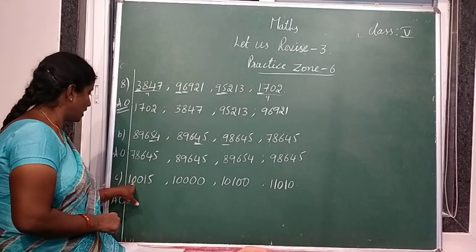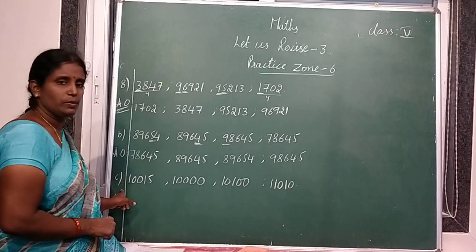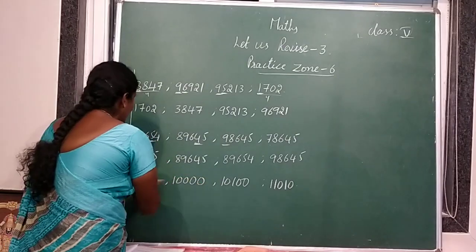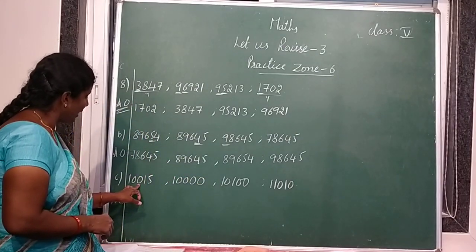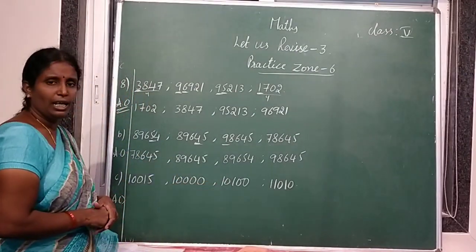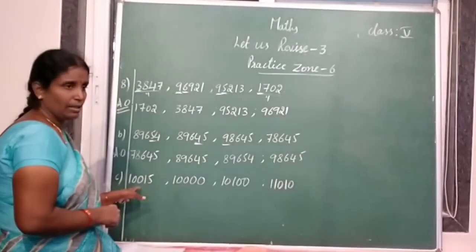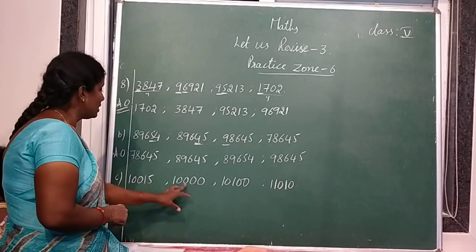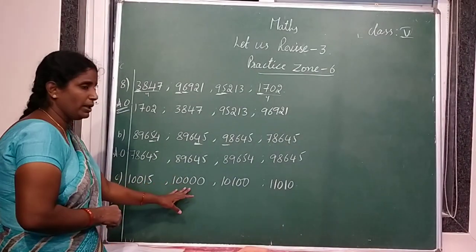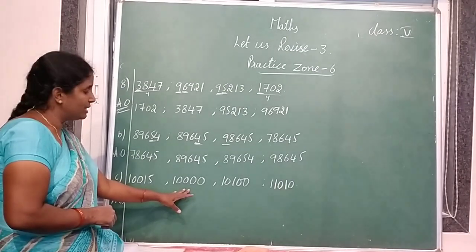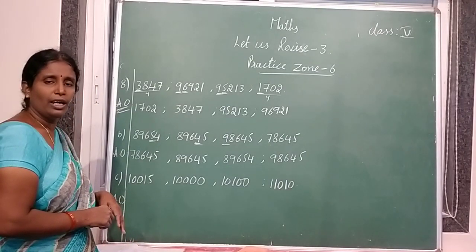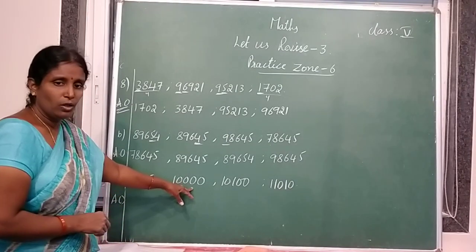But this is 0, 0 and 0 in the thousands place, but here 1 in the thousands place. So leave that and compare these three. See here in the hundreds place 0, 0, 1. In 0 and 1 which one is smaller? 0 is smaller. So these two, either this is smaller or this one is smaller. But here the same digit in the hundreds place, so check the tens place digits. 1 in the tens place and 0 in the tens place. Which one is smaller? 0 is smaller.